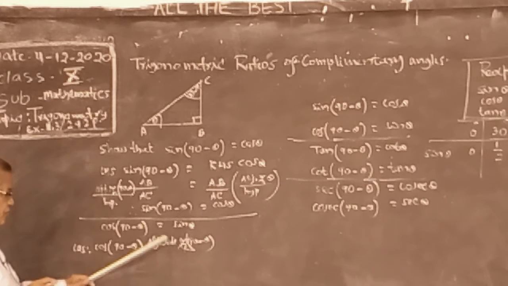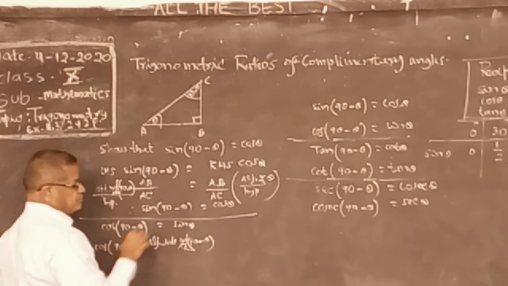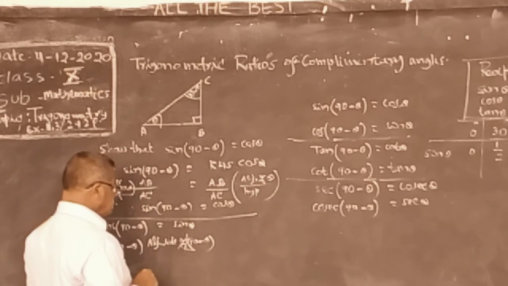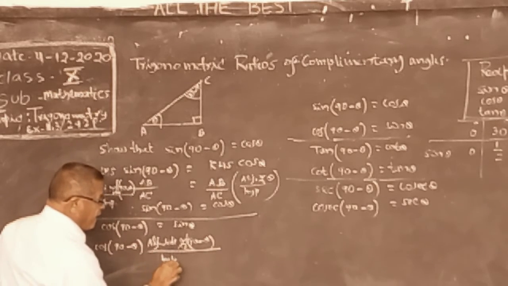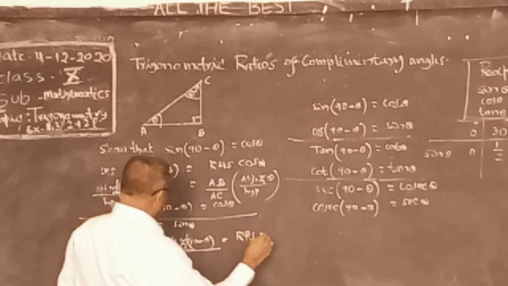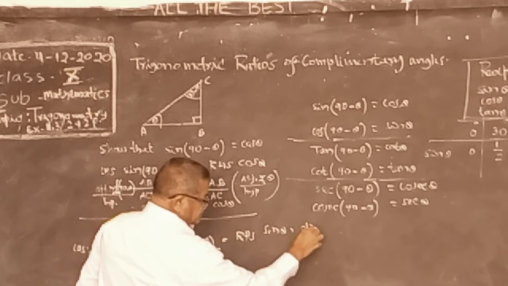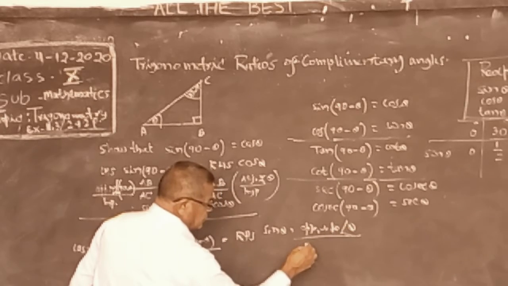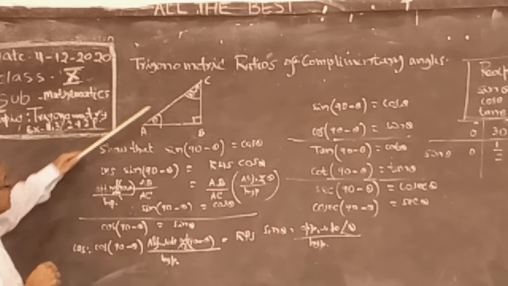Adjacent side of angle 90 minus theta, over hypotenuse, is equal to the RHS. What is there on the RHS? Sin theta. Sin theta is the opposite side of angle theta by hypotenuse. So here, the adjacent side of 90 minus theta.